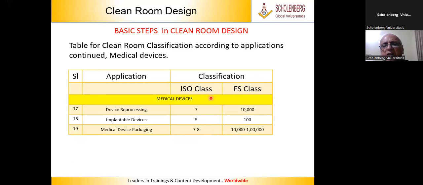What will be the class of the clean room with respect to ISO class and FS class, and what is the application? For medical device packaging, your ISO class is 7 to 8 and FS class is 10,000 to 1 lakh. Example is given here.